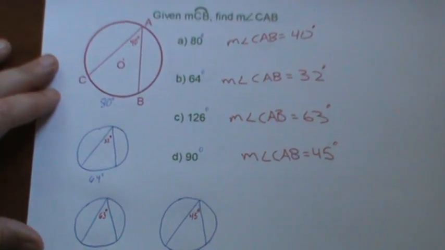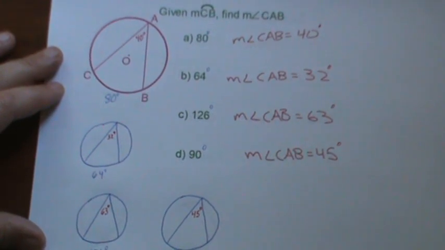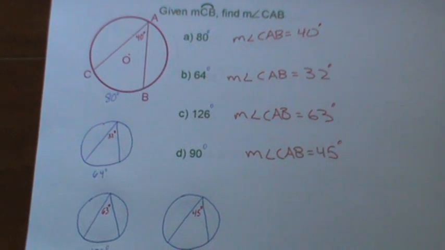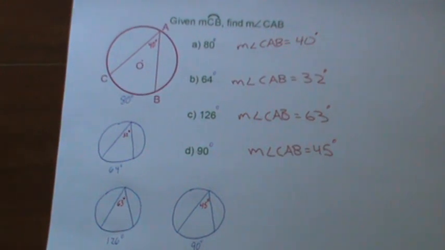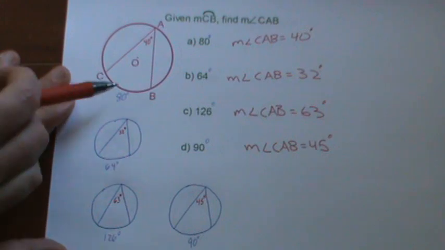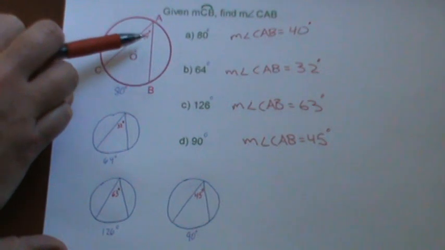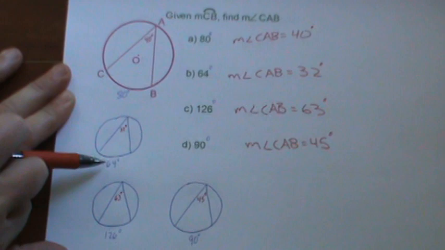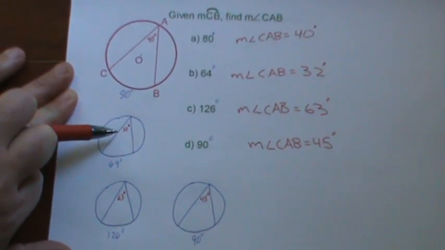In this problem right here, we are given the measure of an arc on a circle and asked to find the measure of an inscribed angle. So we need to remember that the measure of the inscribed angle is half the measure of the intercepted arc. So when I'm given that arc CB is 80 degrees, I'm able to conclude that the measure of angle CAB is 40 degrees. When I'm given that the measure of arc CB is 64 degrees, I'm able to conclude that the measure of angle CAB is 32 degrees.